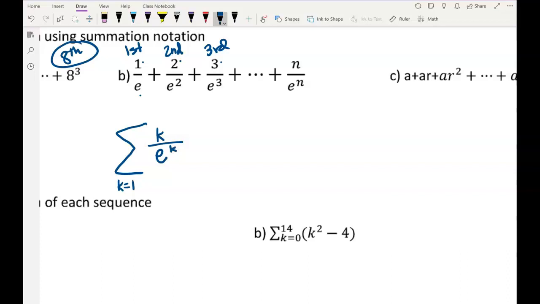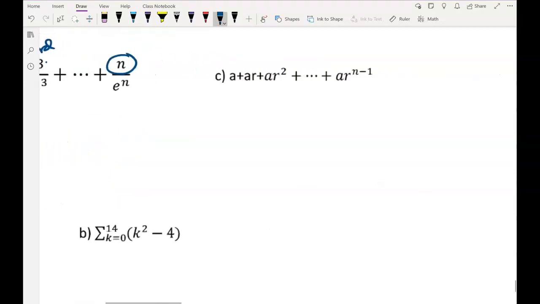Now, where do we stop? We need to write something on the top of the summation notation. We stop at n. So this is the final answer. One more on example 6.